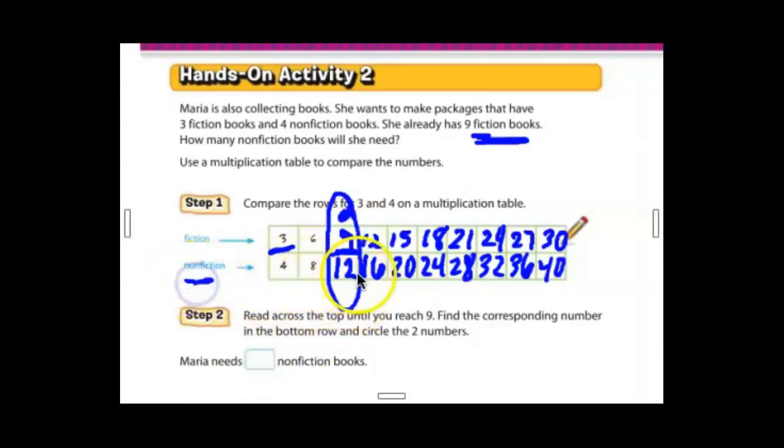So how many nonfiction books will she need? Well, let's look at the bottom. How many nonfiction books will she need? Go ahead and write that down. Very good. The answer is going to be 12.